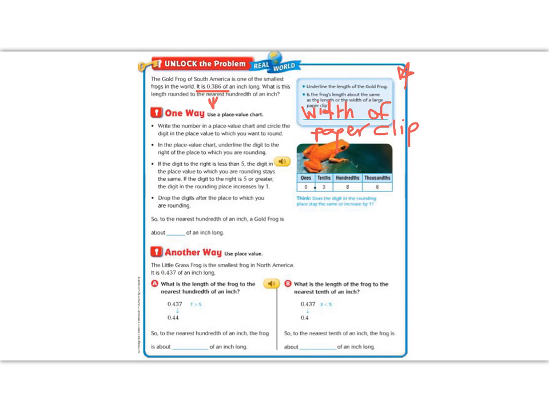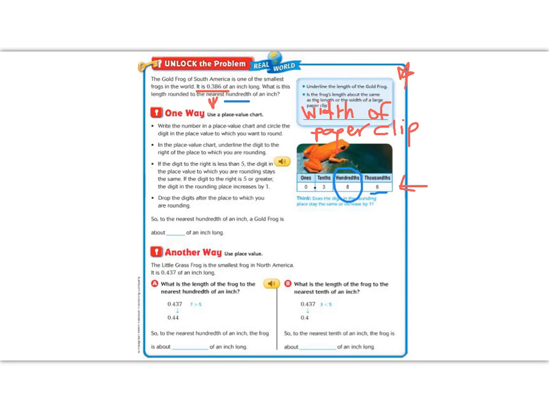That's pretty small. The first way that we can decide how we're going to round this number is by using a place value chart. It says, write the number in the place value chart and circle the digit in the place value which you want to round. So over here, we've written in a place value chart the number 0.386, and it says circle the digit we want to round. So it told us the nearest hundredth. So let's circle the hundredths place. In the place value chart, underline the digit to the right where you are rounding. Okay, we're going to underline the 6.